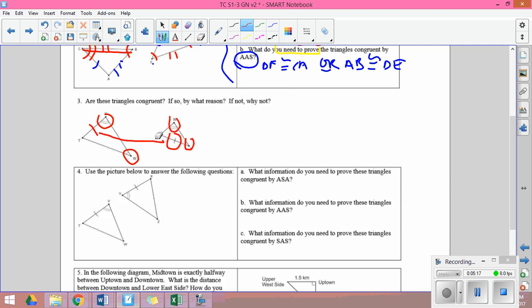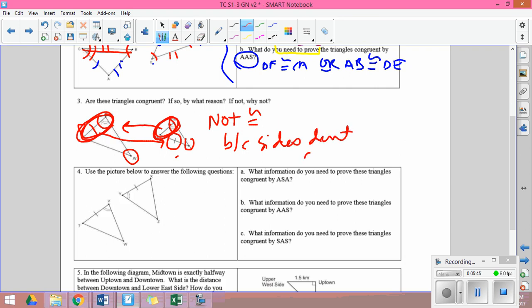But look at those sides. Those sides, if I tried to slide this triangle over and match it up, those are not corresponding sides. So these are not congruent, even though it initially looks like angle, angle, side. It's the wrong side. It doesn't match up. I would need this side to match up with this side. Okay, so they're not congruent because the sides don't correspond.